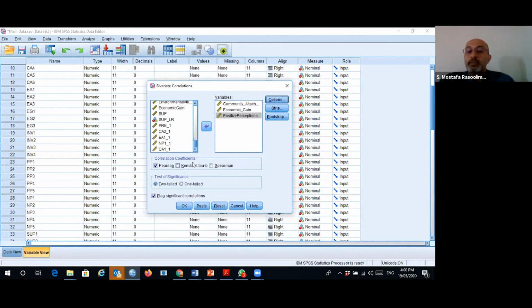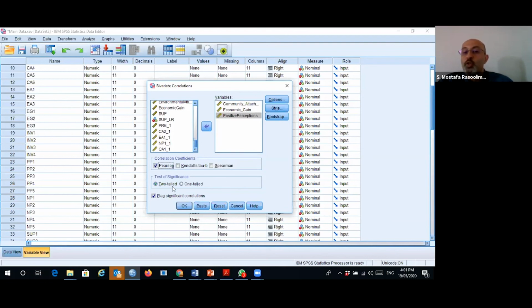Here we have three options. The second one is not common. For the first one and the third one, you can see Pearson here. If your variable is normal and you already checked the normality of your variable, you can choose Pearson correlation coefficient. If your variable is not normal, you can choose Spearman, right? So now we assume that these variables are normal, so we can choose Pearson.